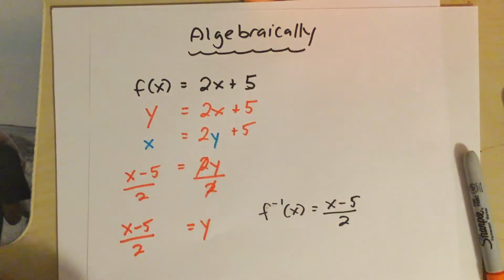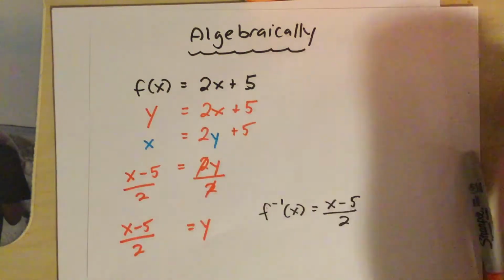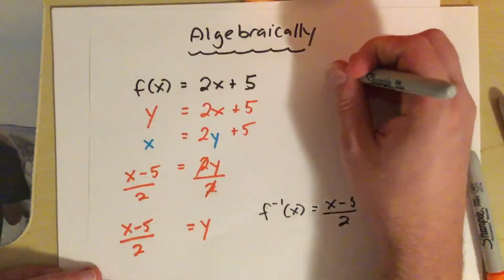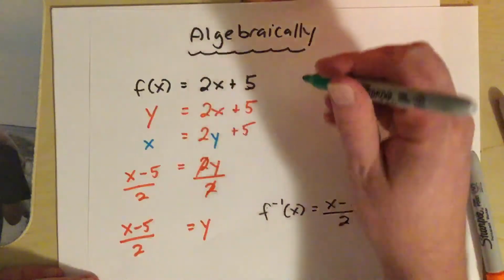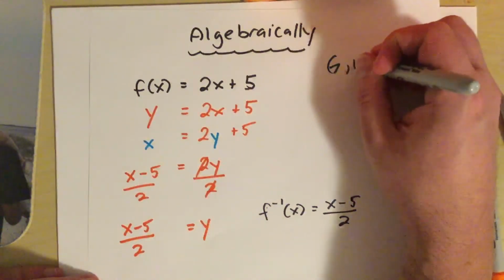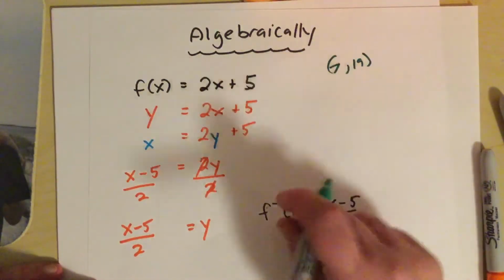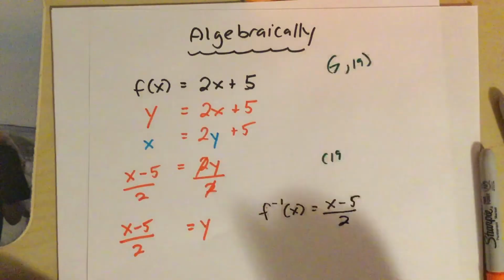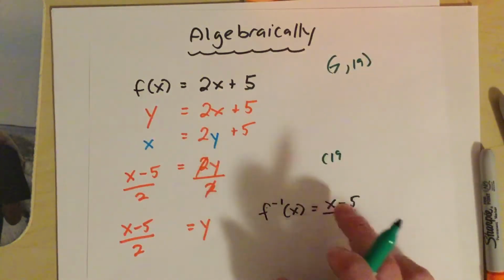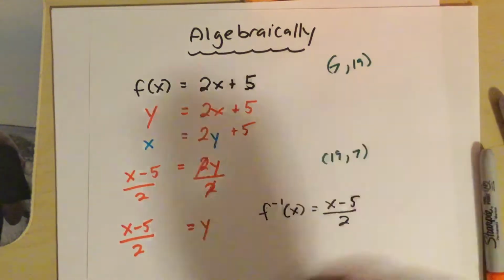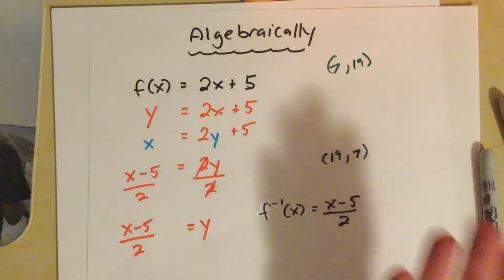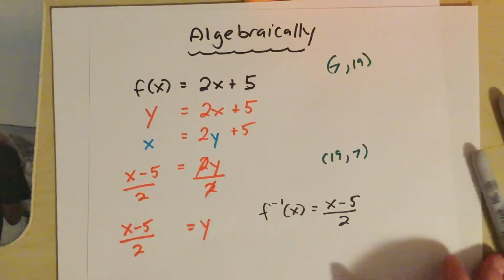over 2. And we test a random point. So let's say I took 7. I plug 7 into f and I get 2 times 7 is 14 plus 5 is 19. So that means that with the inverse, if I plug in 19, I should end up with 7. If I plug in 19, I get 19 minus 5 is 14. 14 divided by 2 is 7. I mean, that doesn't prove it, but that's a good hint that we're probably on the right track.